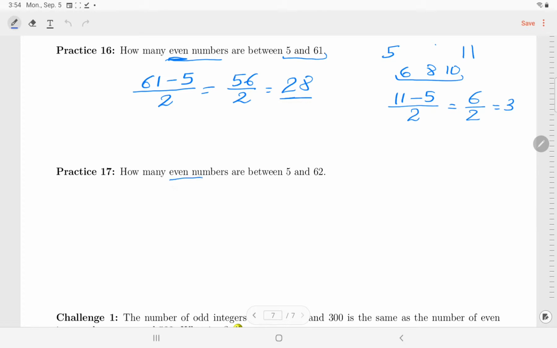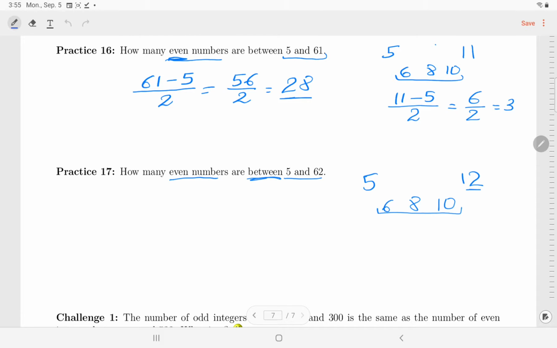How many even numbers do we have between 5 and 62? Remember, when it says between, the 5 and 62 endpoints are not included. So just between them. So again, let's look at between 5 and 12. Remember, this does not include 12. So we have 6, 8, 10, then 11 and 12. So 12 is not included. So once again, we have 3 even numbers between 5 and 12.